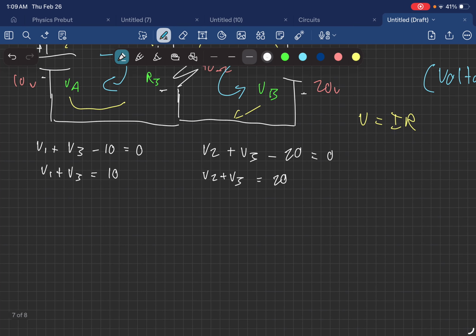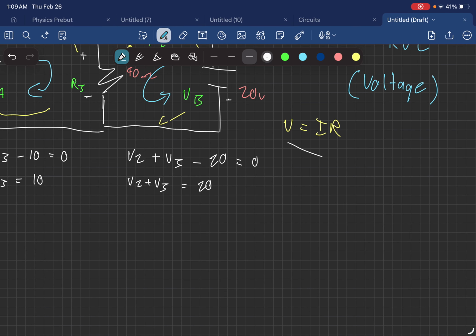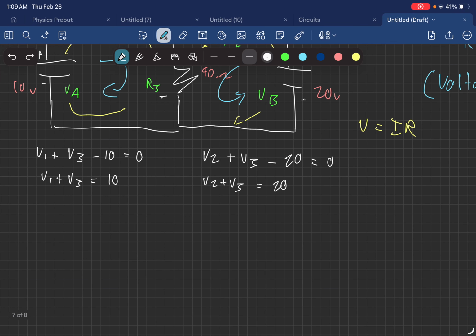Let's substitute. I wrote it down over here. Remember our formula for voltage is voltage equals current times resistance. Okay, let's substitute. So V1 is I1 times R1, plus I3 times R3 is equal to 10. Other equation, I2 R2 plus I3 R3 is equal to 20.